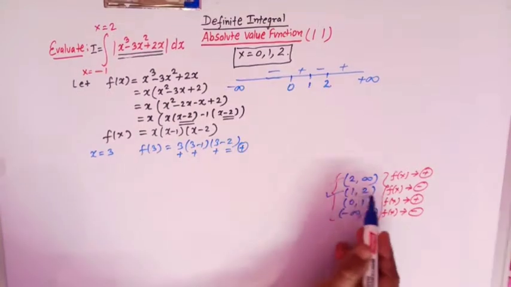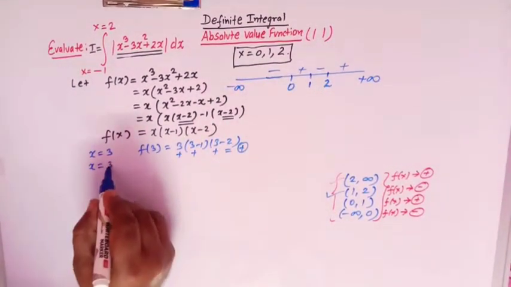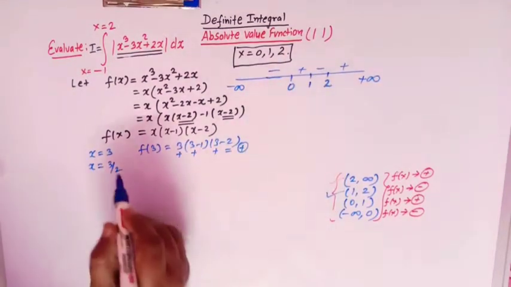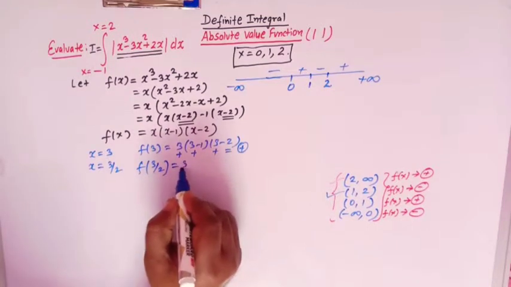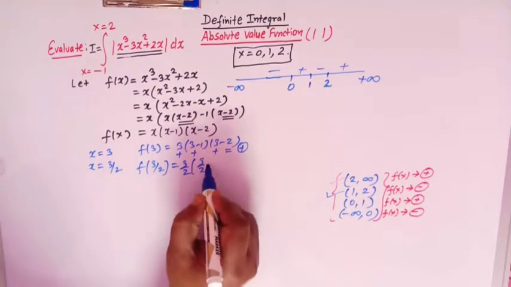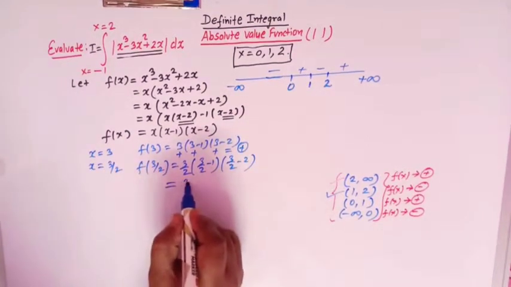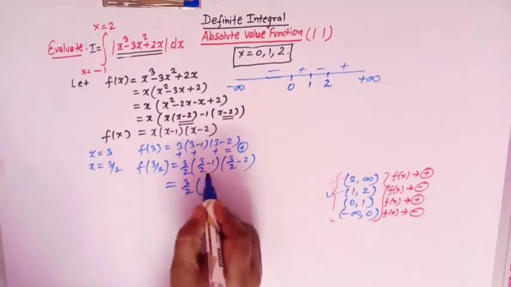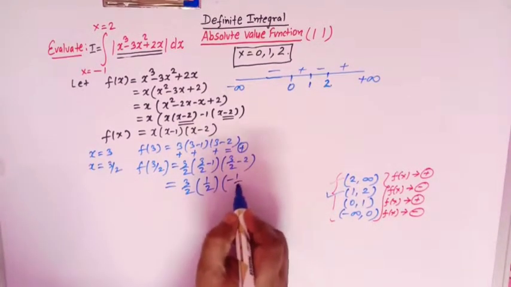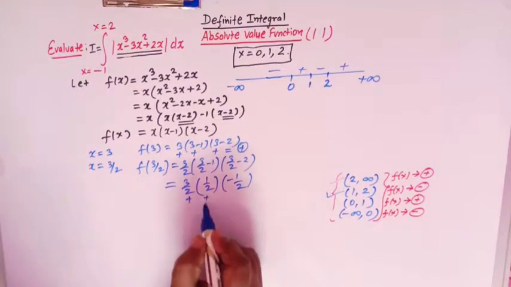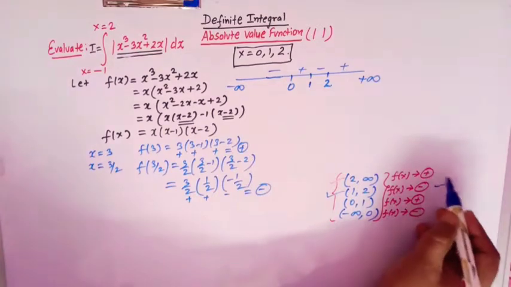Now let us take this interval, 1 to 2. So here let us take x is equal to, say, 3 by 2, that is 1.5. So f of 3 over 2 is 3 over 2, here we have 3 over 2 minus 1, here we have 3 over 2 minus 2. So we have 3 over 2, and this is half, and here we have minus 1 over 2. So this is positive, this is positive, and this is negative. So the product is negative, right?